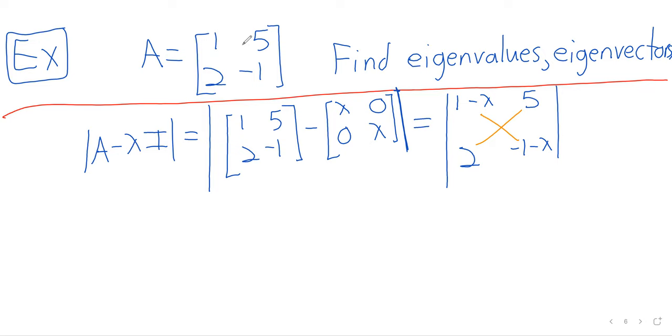Multiply the diagonal and the anti-diagonal elements and subtract them. So, 1 minus lambda times negative 1 minus lambda, minus 10. And there's the characteristic polynomial that we are going to set equal to 0.